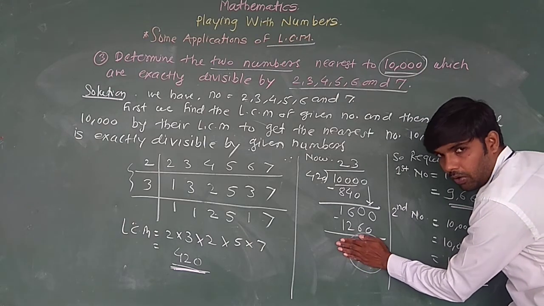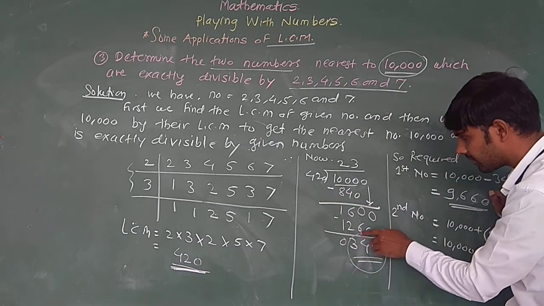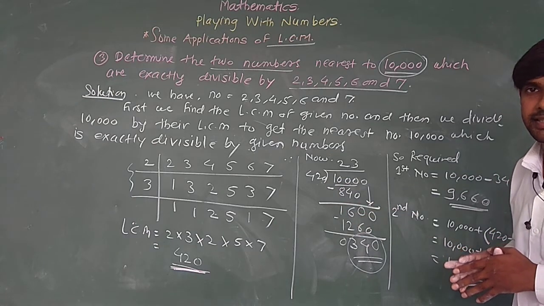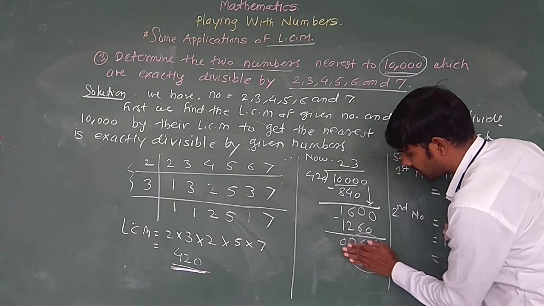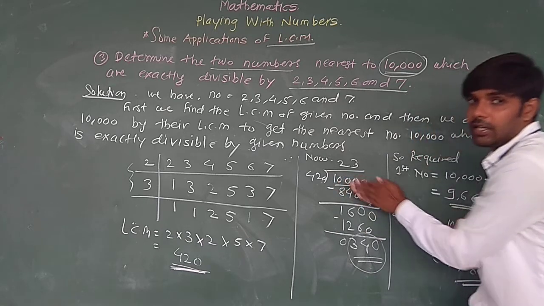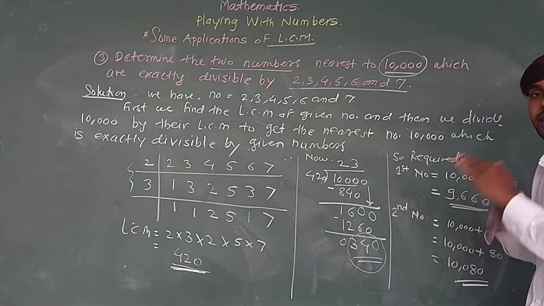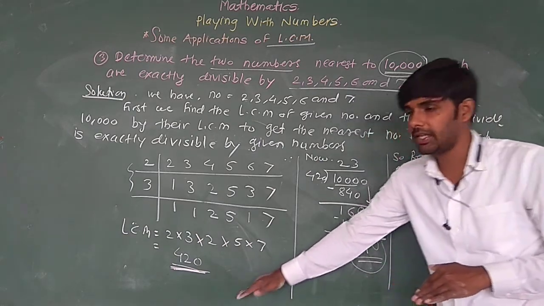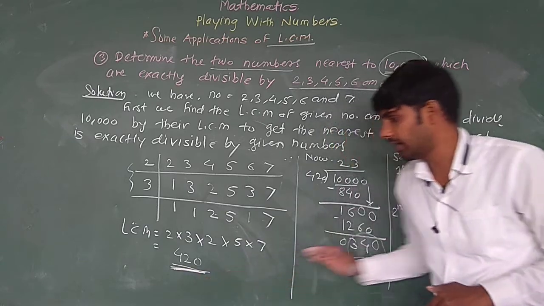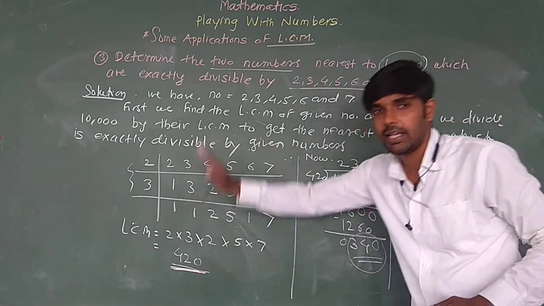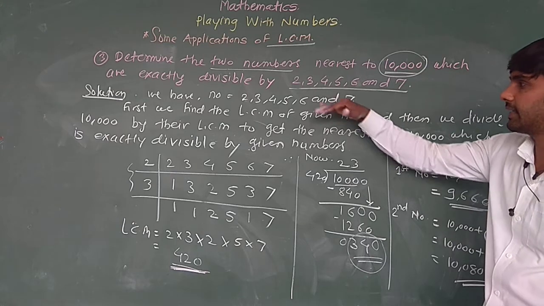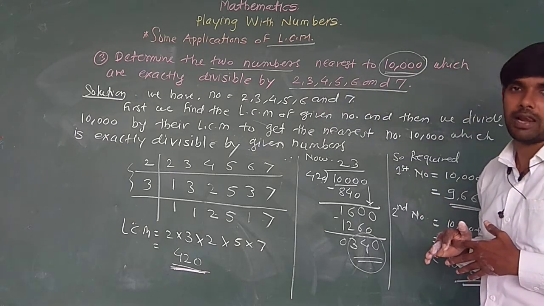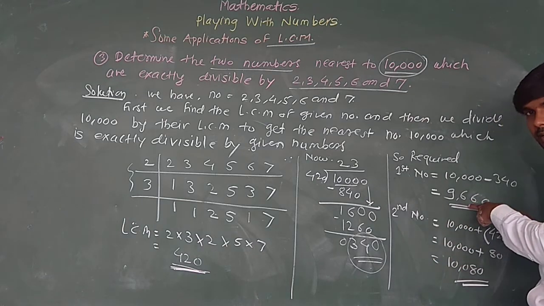If the remainder is 0, then directly we can write the number. But 10,000 is not divisible by 420 exactly. That's why we subtract this remainder from 10,000 to find the required number which is exactly divisible by 420. And if the number is exactly divisible by 420, then this number is also exactly divisible by these numbers, which is the property of the LCM we have learned. This is the first number.